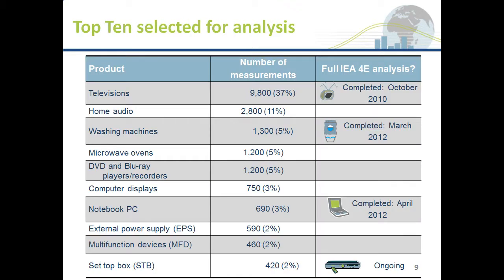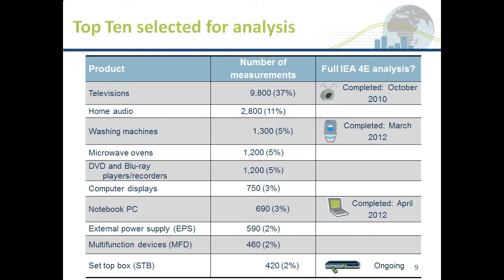And these are the products and categories that we selected, the top 10. Televisions, by far the biggest group. We did present a graph on home audio. We looked at washing machines. We looked at microwave ovens, DVD and Blu-ray players and recorders. We looked at computer displays.